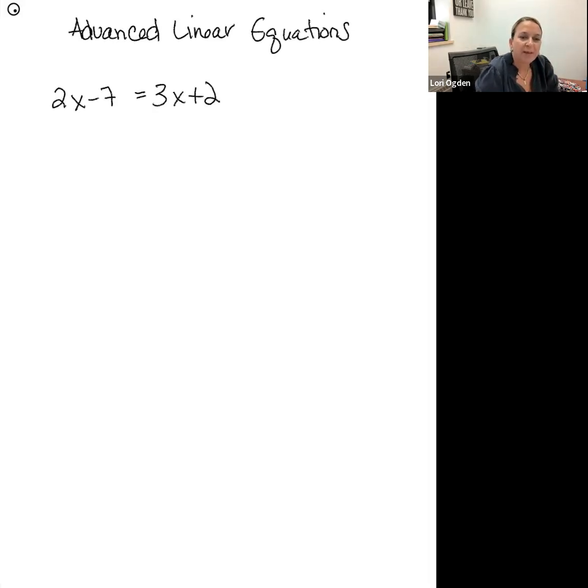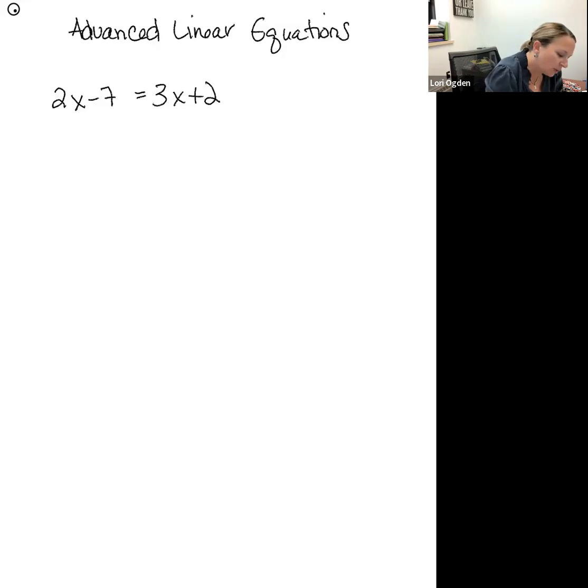All right, so again, my objective is to determine what x needs to be in order for this equation to make a true statement. So my objective is the same. I would like to have a single x equals a specific number. So the first thing I'm going to do is just try to get x on one side.